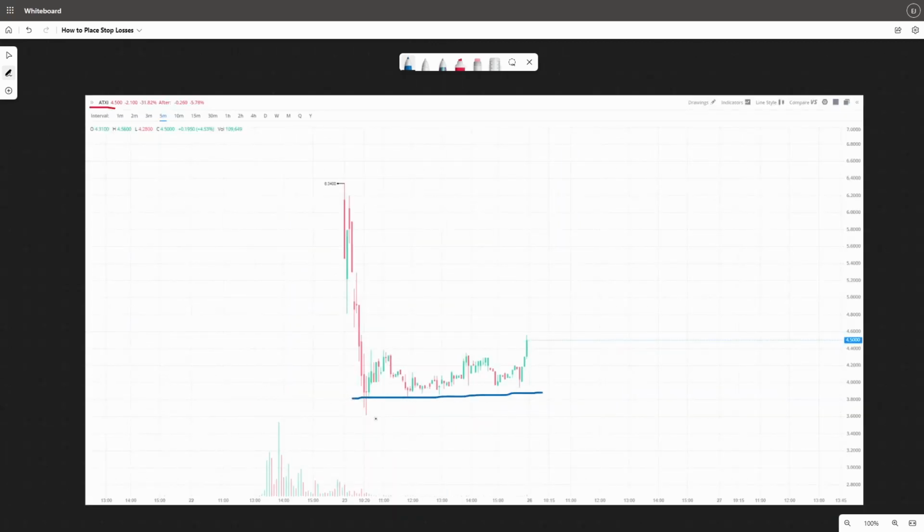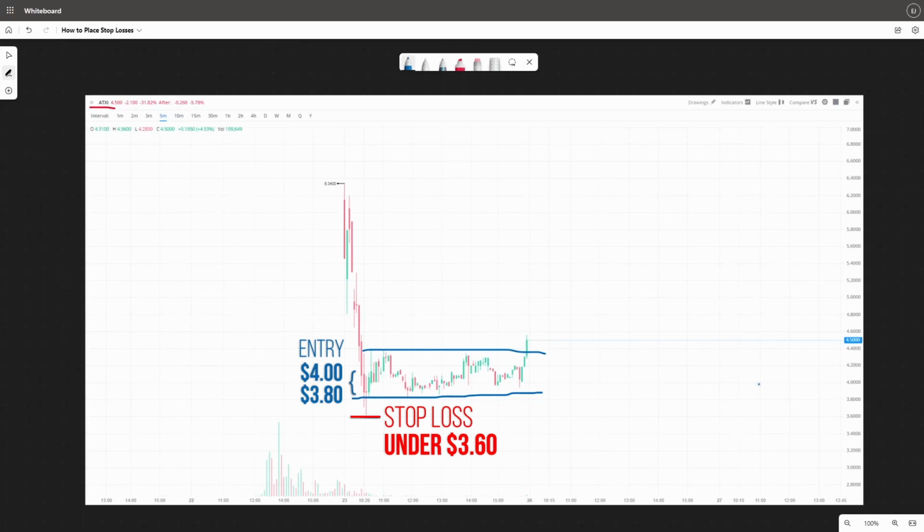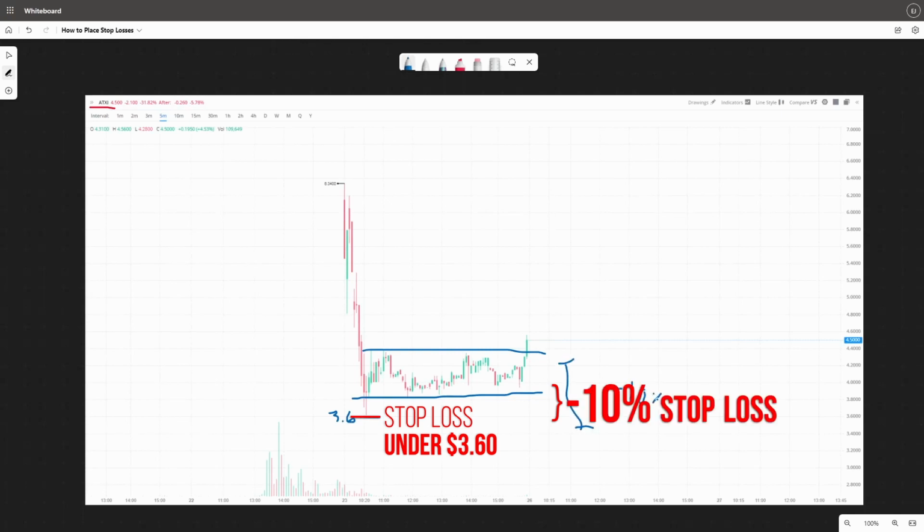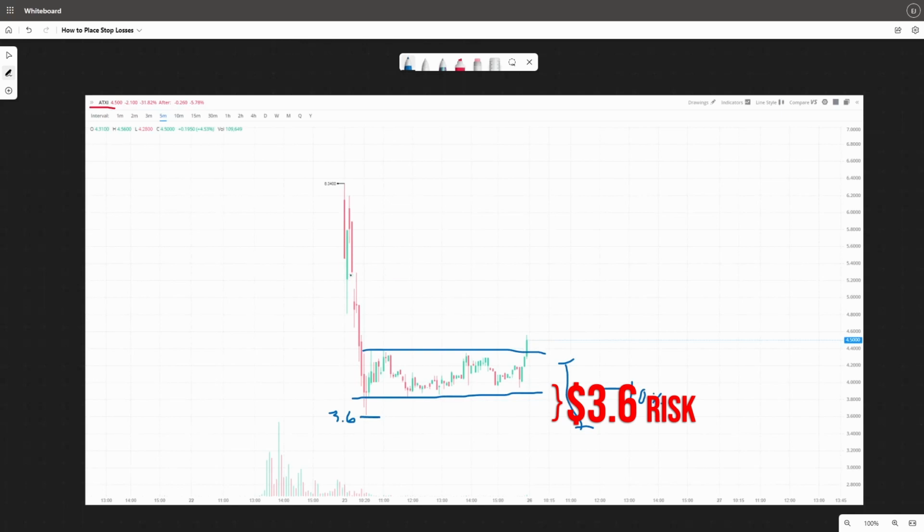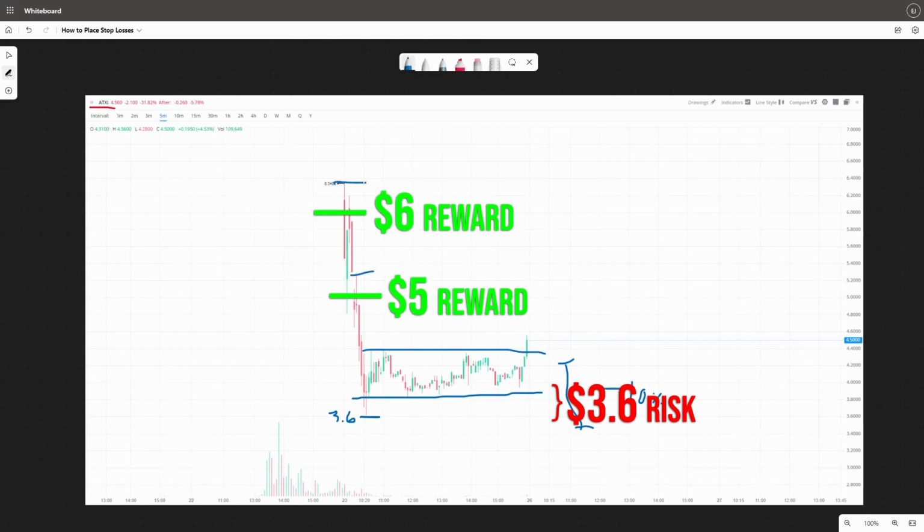Let's look at ATXI again. You can see the support right here at 3.8. You would put your stop loss under 3.6, and you would have entered between this 3.8 level to $4 level. If you chose to put your stop loss under 3.6 back here, that's only a 10% stop loss from your entry, and you'll be risking only 10% for potentially $5, $6 all the way back up here.